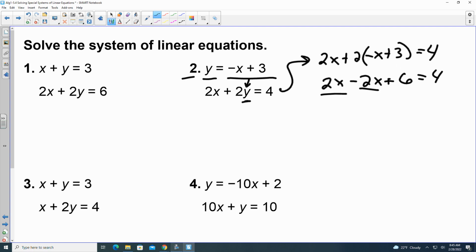These two are like terms, but they're opposite coefficients, so actually they cancel out. So I got 6 is equal to 4. That's a false statement. 6 does not equal 4. So I have a situation where these two lines are parallel, so this is a no solution.